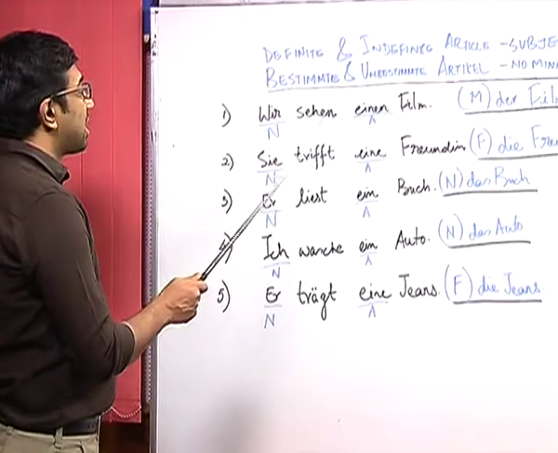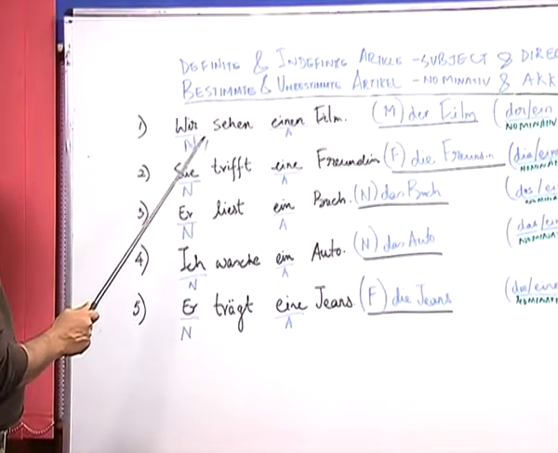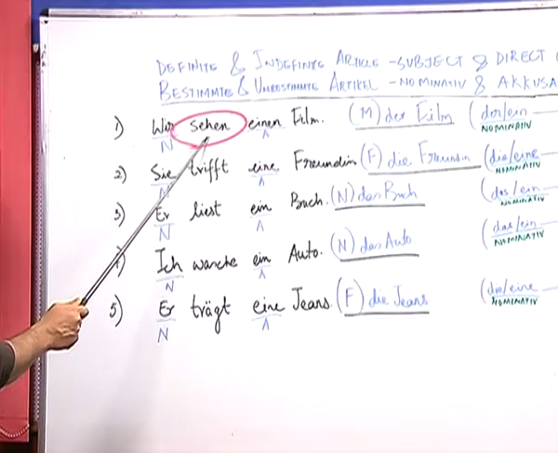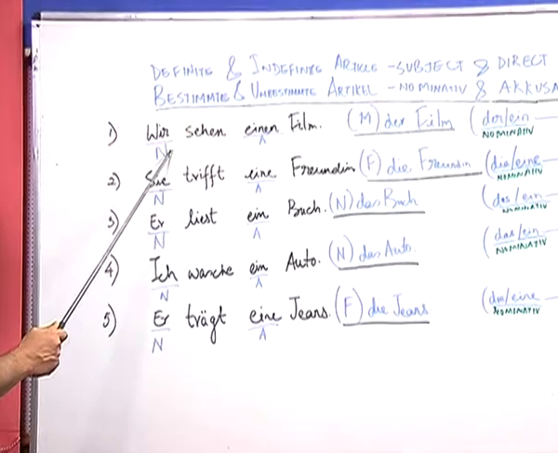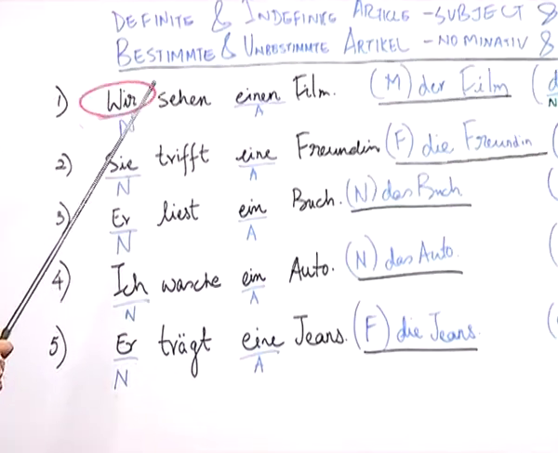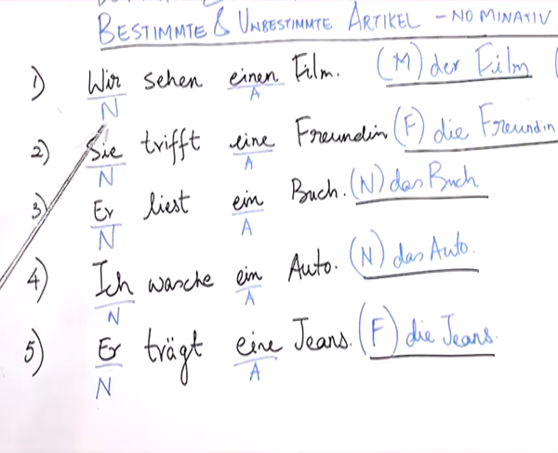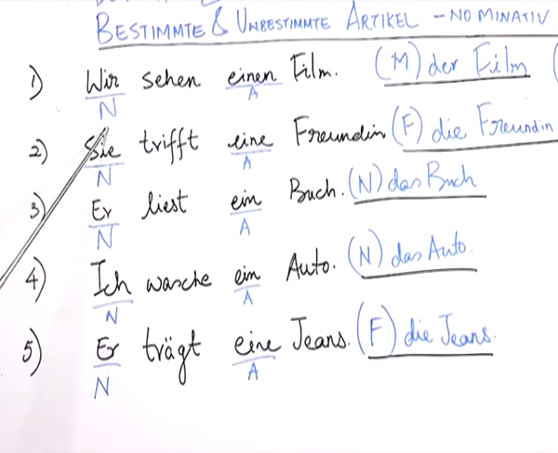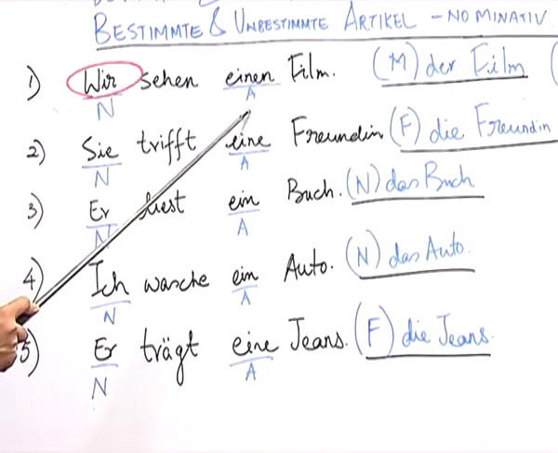Wir sehen einen Film. You are familiar with this verb sehen, which means to see or to watch. Wir is the plural pronoun of first person. So, wir sehen einen Film. In this sentence, wir is the nominative case and einen Film is the accusative case.